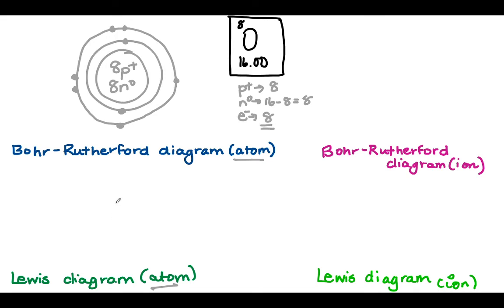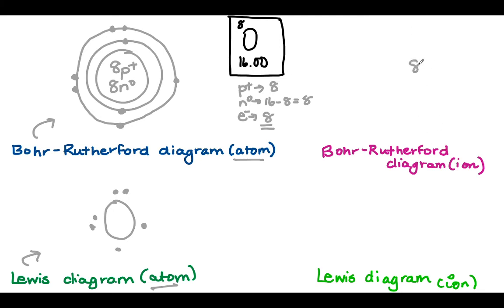If I'm drawing the Lewis diagram for the atom, I'm going to draw only the electrons that are on the very outside shell. 1, 2, 3, 4, 5, 6. That's it. So there's my Bohr-Rutherford diagram and Lewis diagram for the atom. Let's do the Bohr-Rutherford diagram for the ion.